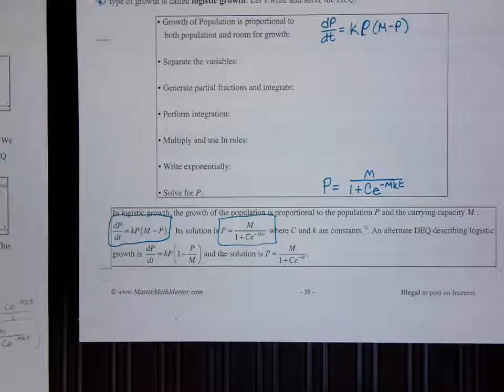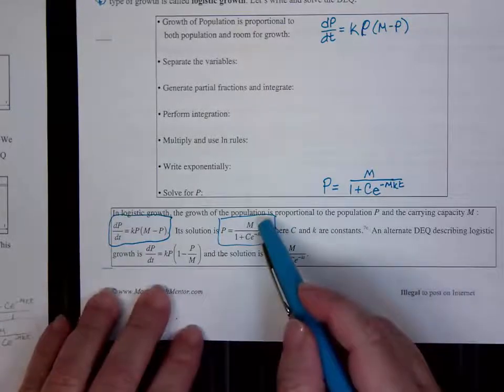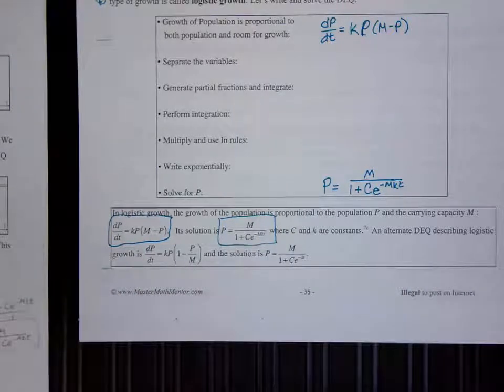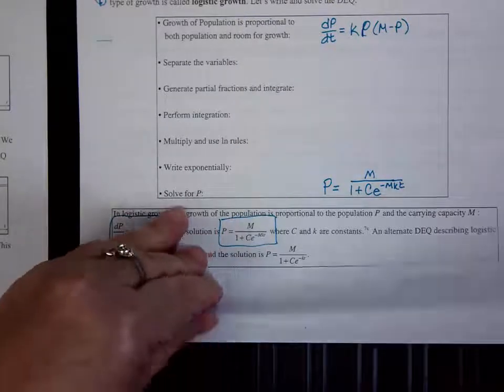Any questions so far? Now it's going to take you a while to memorize that formula. Remember that M is the maximum number of items that can grow. If it was zombies at South Gwinnett, it would be the number of students in the school. Teachers are immune. We don't turn into zombies. We don't count.